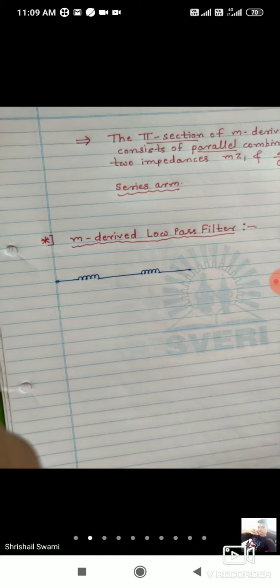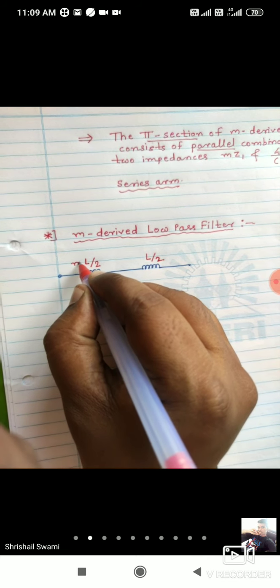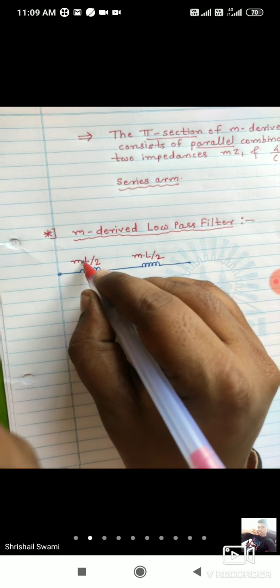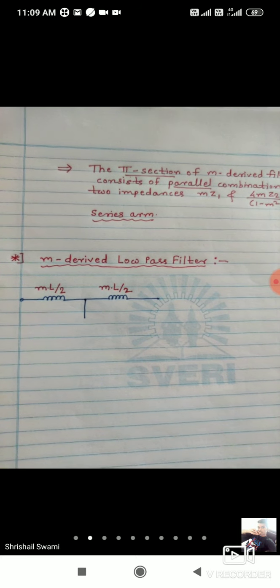What will be the value now? In case of the constant K type low pass filter, we have written L by 2. Right? So in case of the m-derived low pass filter, simply multiply by m: m into L by 2. And next, Z2 is replaced by a series combination of, already we know that expression. That will be Z2 dash, which is equal to Z2 by m plus Z1 into 1 minus m square divided by 4m.